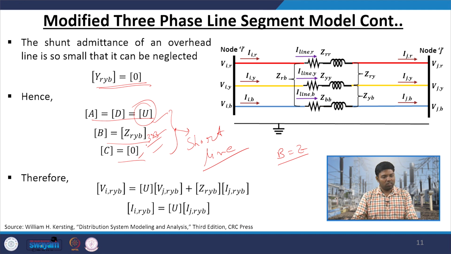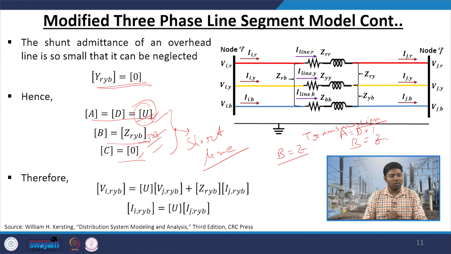This is also a 3 cross 3 matrix. In transmission network, your A and D equal 1. In distribution network, it has become an identity matrix. In transmission, your B is equal to Z. Here that Z has become a 3 cross 3 Z matrix, and there C equals 0 and here it has become a 3 cross 3 0 matrix. So, that is the only difference.